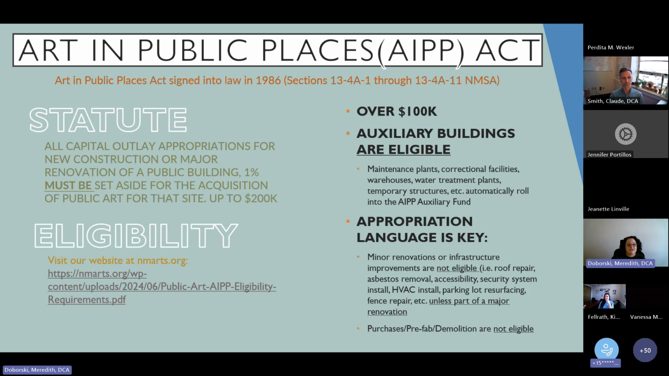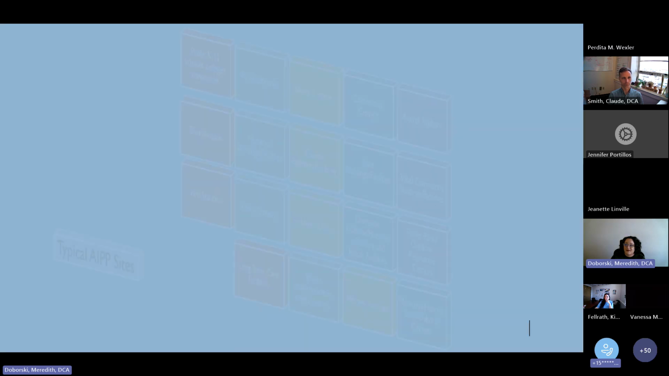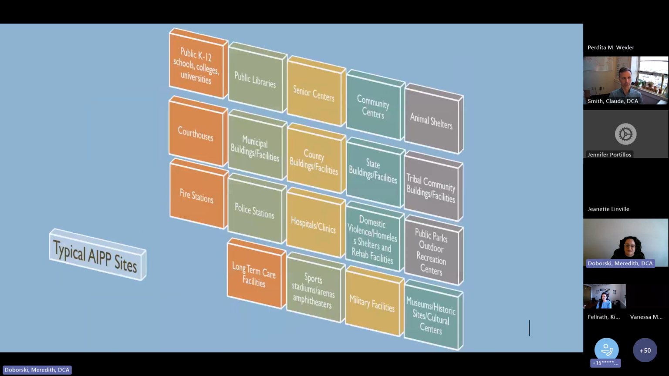So that's eligibility. If you have any questions about eligibility, feel free to go to our website at nmarts.org. If you go to AIPP, we have an eligibility PDF you can download, and it explains all of this in detail. But if you straight up just don't know, even after you read that, feel free to reach out to Claude, Kirsten, or I, and we can definitely help you out and look up appropriations.